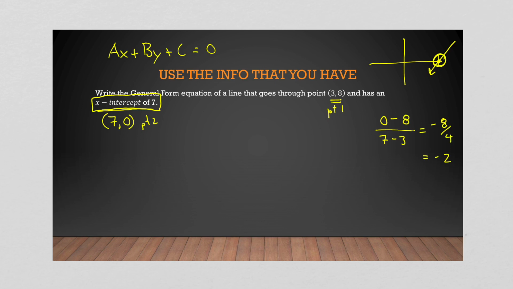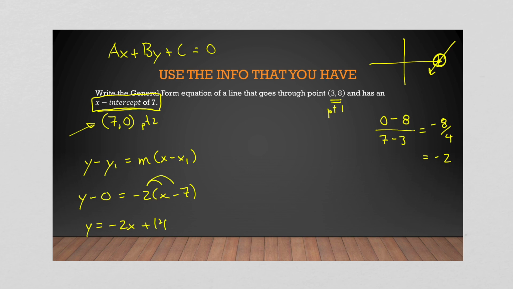So now we can use point slope, and let's use this one just because it's nice to have a 0 because it's just less work. So y minus y1 equals m times x minus x1. So y minus 0, oh how nice, equals negative 2 times x minus 7. So now y equals negative 2x plus 14.